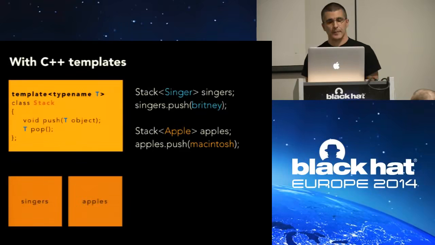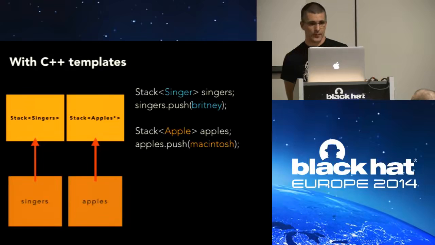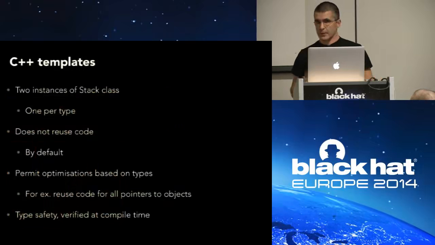But in this case, I will have two different implementations. Each object will use a different instance of the class. There is no code reuse in this case. It's possible to share some code, but by default, code is different. And thanks to that, you can make some optimization based on the type, on the template type.